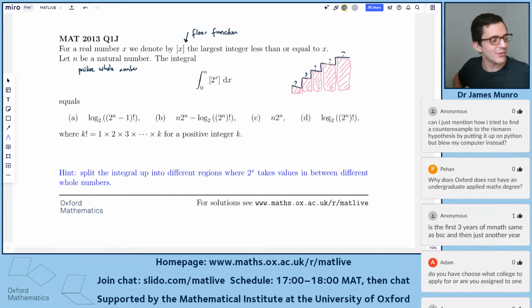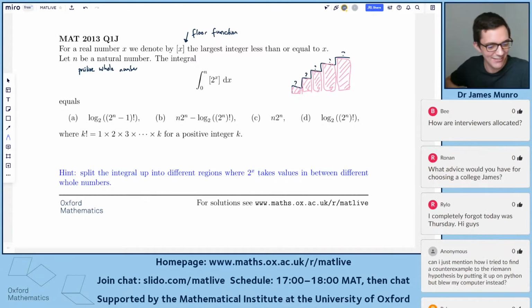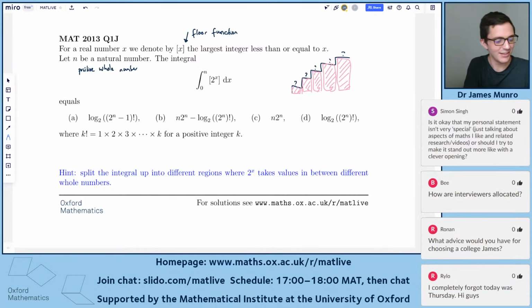Look, it's the opposite of the question from before. Do you remember the question before? Can I mention how I tried to find a counterexample to the Riemann hypothesis by putting it on Python? Right, cool. Sure. Tell us about stuff that you've been up to, whether or not you've proved the Riemann hypothesis.